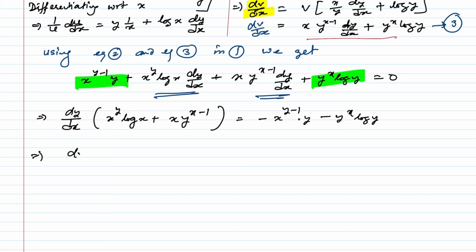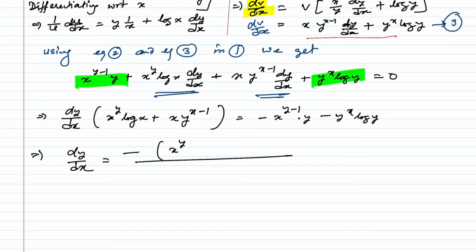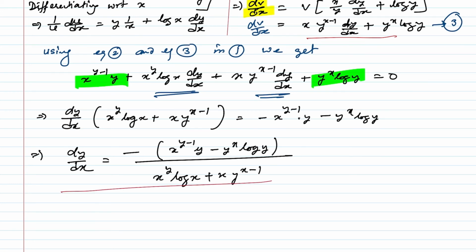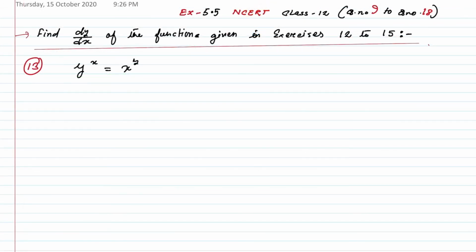So from here we can find dy by dx, that's going to be equal to, let's take the minus sign common. So here x to the power, sorry, y minus 1 into y minus y to the power x log of y by x to the power y log of x plus x y to the power x minus 1. So this is our result. So this is our answer. So hope you have understood this, how to find. Now let us solve 13.